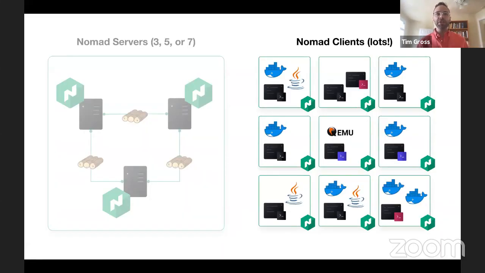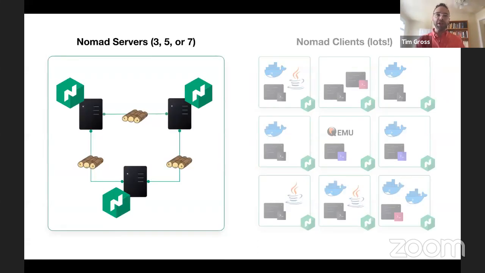So each Nomad cluster has a group of servers and a group of clients. The clients are where you run your workloads. So that's your application, whether it's Docker or Podman, Java, exec, whatever. A cluster can have many clients. In fact, there are Nomad clusters with thousands of client nodes.